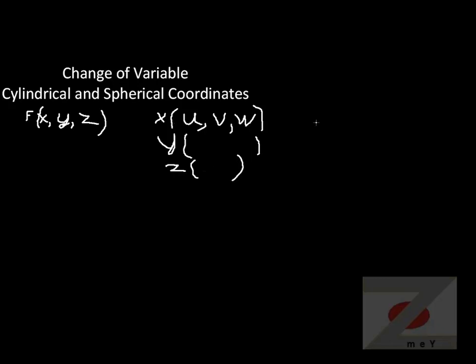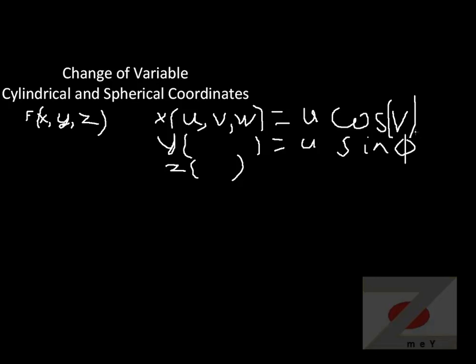So, for example, let's change it to cylindrical coordinates. In cylindrical coordinates, our x would be u cosine v. If you use proper cylindrical coordinates, u would be rho and v would be theta or phi, whatever is used in there. y would be u sine v, and z would equal w. This is basically spherical coordinates. I'm just using slightly different variables. I meant to say cylindrical.